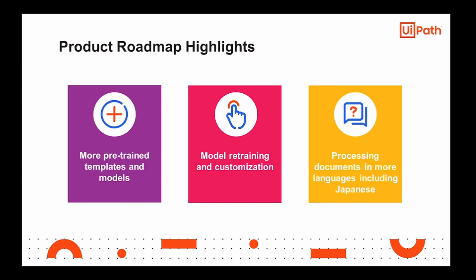Now let's talk about product roadmap highlights for document understanding. First of all, we would like to prepare more pre-trained templates and models for our customers so that they can process many other documents with our machine learning extractor. Also, we would like to enhance model retraining and customization, including retraining via validation station. And another thing is processing documents in more languages, including Japanese.